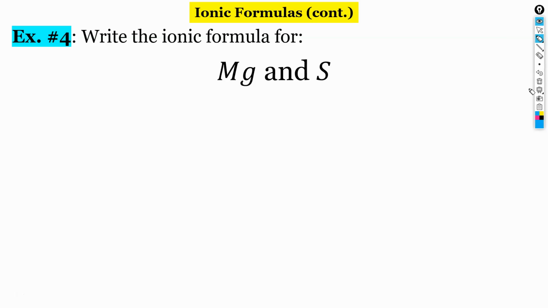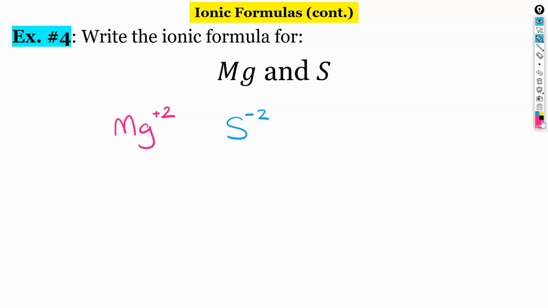In this example, it says, write the ionic formula for magnesium and sulfur. So what we're going to do this time is we're going to skip drawing out our Lewis structures. We're going to jump right into putting this together. So magnesium. If we go to our periodic table, magnesium is in group 2, so it's going to have a charge of +2 when it ionizes. And then we have sulfur. Sulfur is in group 6. It has a charge of -2. It needs 2 more valence electrons to get to that 8.